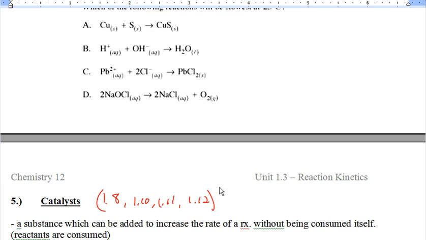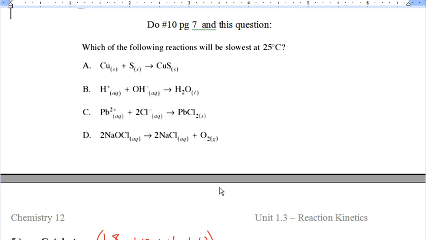Give this one a shot. See what you think. I'd like you to tell me which one of these will be the slowest. Okay? A, B, C, or D, which one's the slowest? Then, see if you can problem solve. Try to figure out which one's the fastest. Okay, it's a little harder than it looks, and we'll chat about that in class tomorrow.